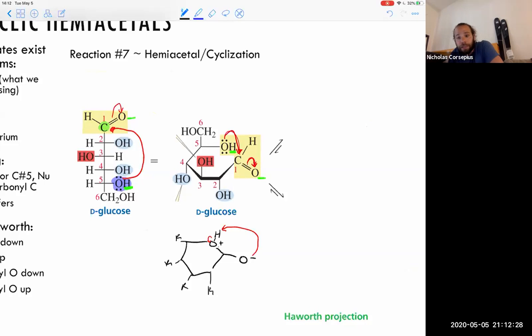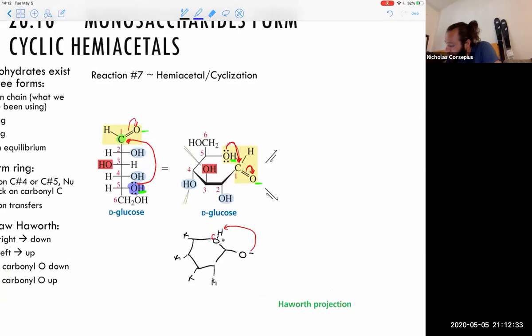All right, so these are these intramolecular reactions that take place. And you can have 2 different possible products depending on the stereochemistry of what was formerly your carbonyl oxygen.